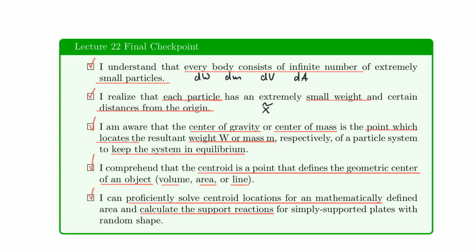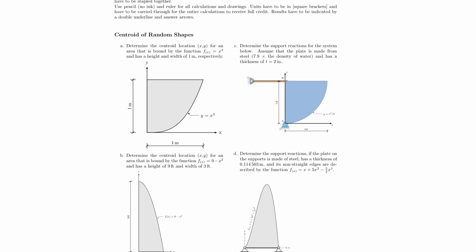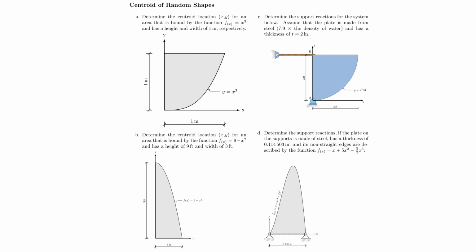Let's take a final look at the homework. So here you have random shapes, centroids, given in terms of function. Notice that each shape here is given with a specific function. And that you now need to find only the centroid here and here, but here for these two problems you are supposed to find the support reactions.